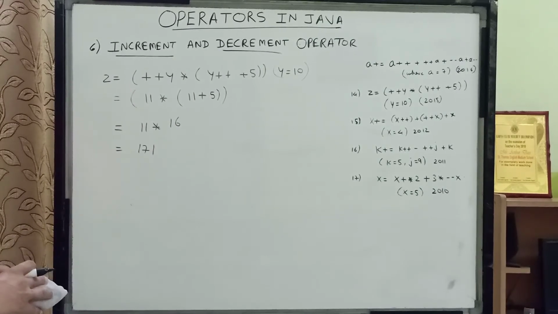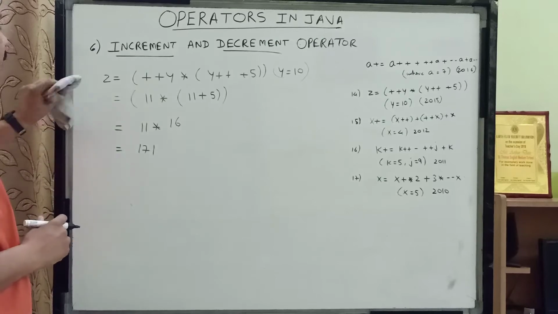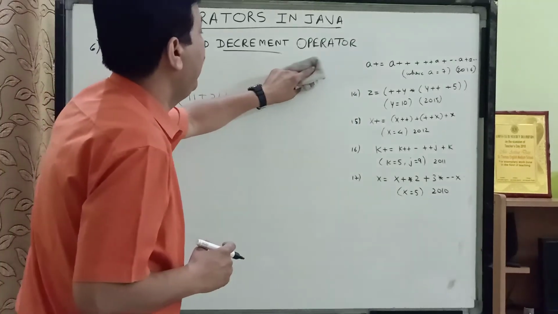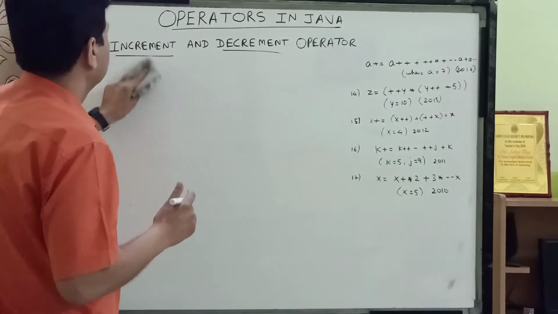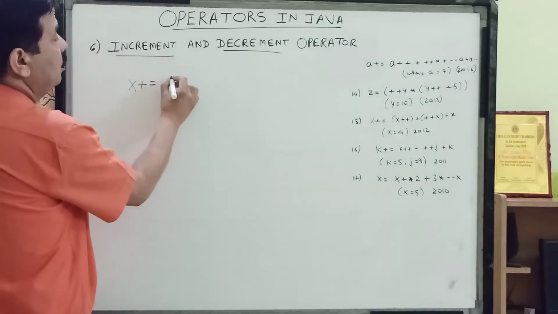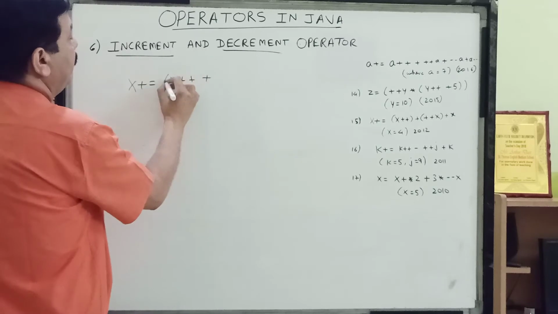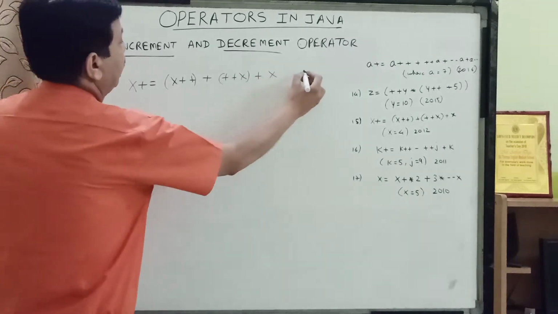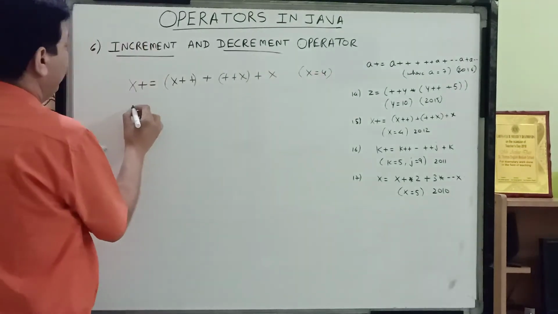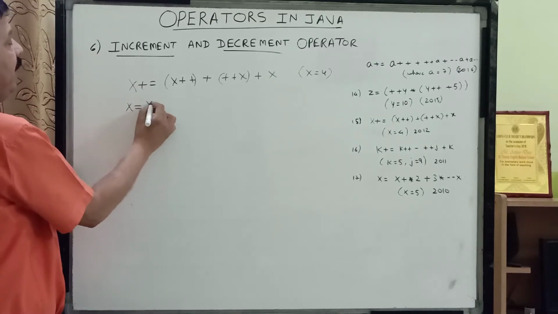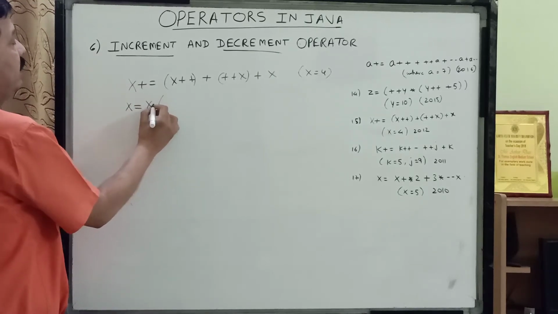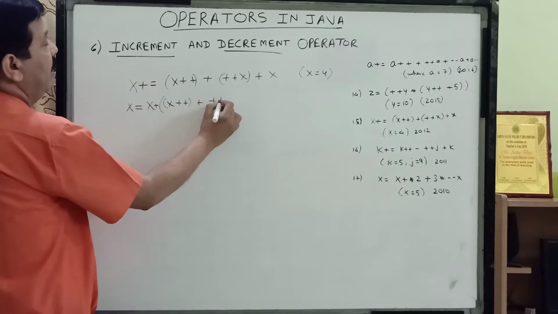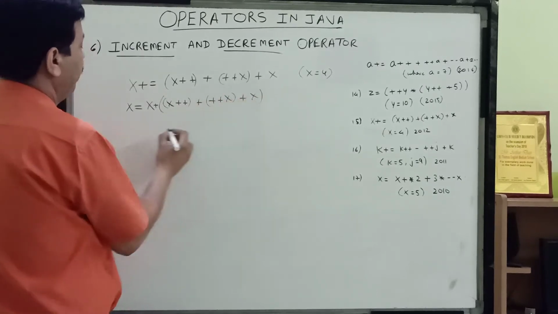Now we come to the next question, which was asked in 2012, and this question is x += x++ + ++x + x, and x is given as 4. Again the Java shorthand is given, so we'll write it as x = x + x++ + ++x + x. So this is how we expand it.